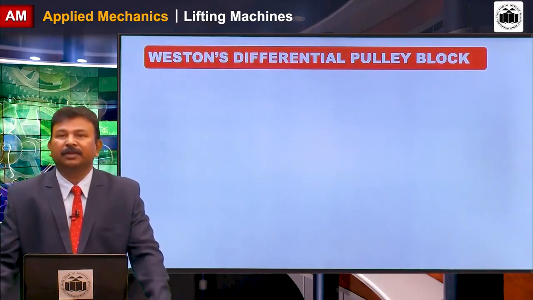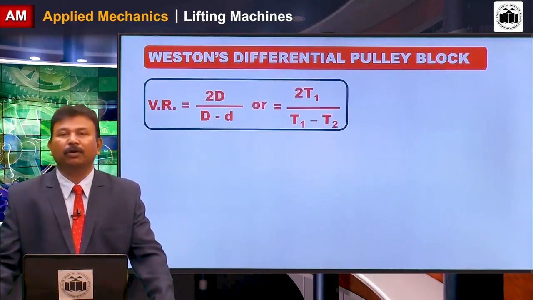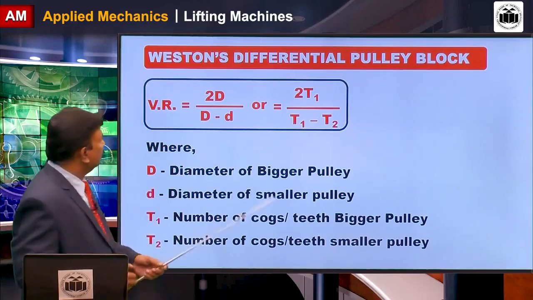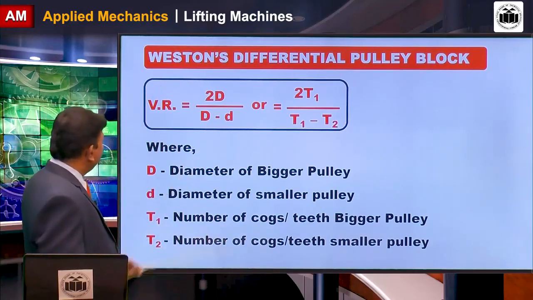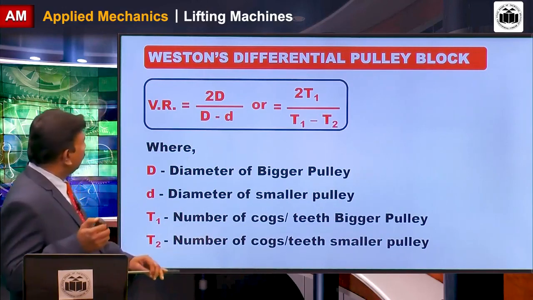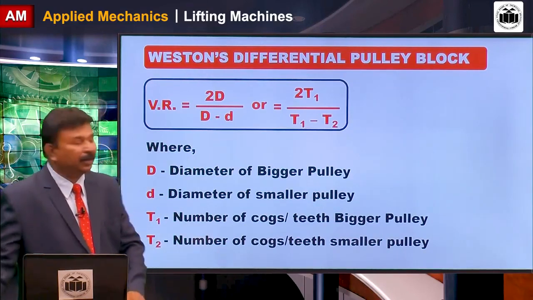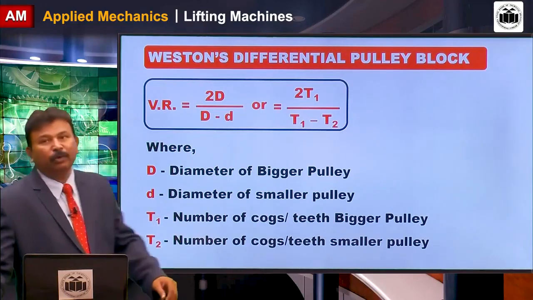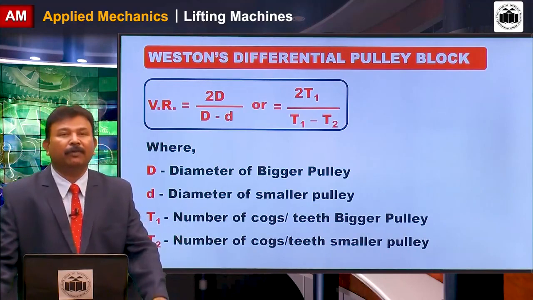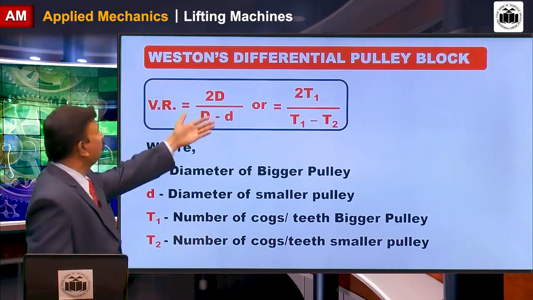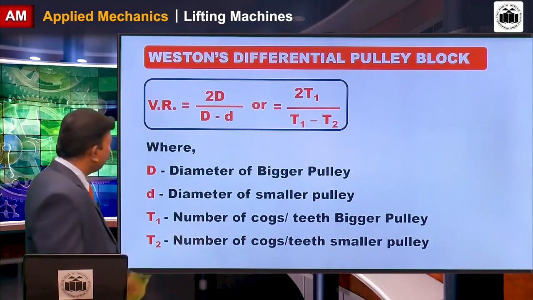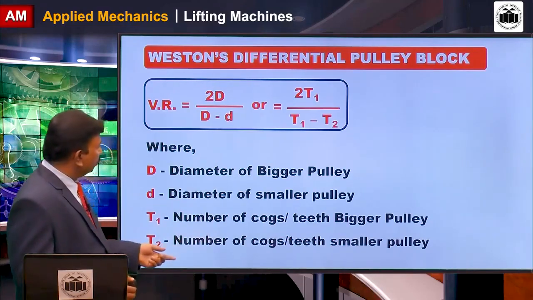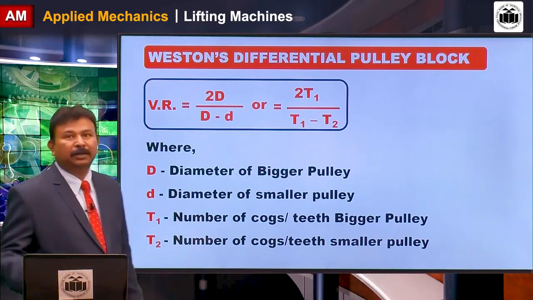Next machine is Weston's differential pulley block. The formula for velocity ratio is 2 times D upon D minus d. Capital D represents diameter of the bigger pulley, small d represents diameter of the smaller pulley, or the formula can be modified like this. It may be 2T1 upon T1 minus T2 if in place of pulley we use cogs or we use number of teeth.